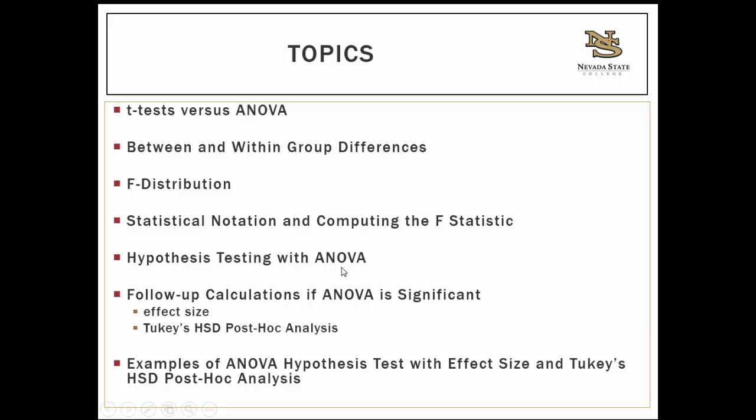So when you have a significant ANOVA, all that tells you is that there is a difference between at least one pair of the groups. So a difference in the dependent variable based on at least one level of the independent variable. But you don't know which groups are significantly different. This post hoc analysis will help you determine which groups are significantly different.